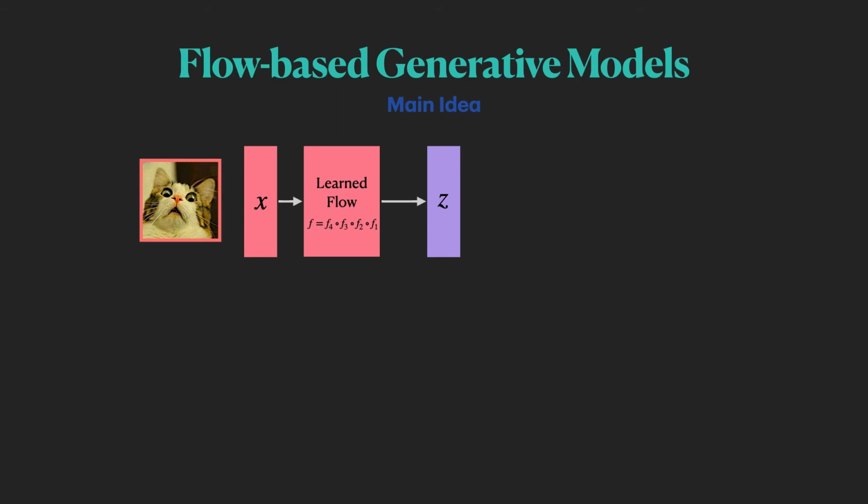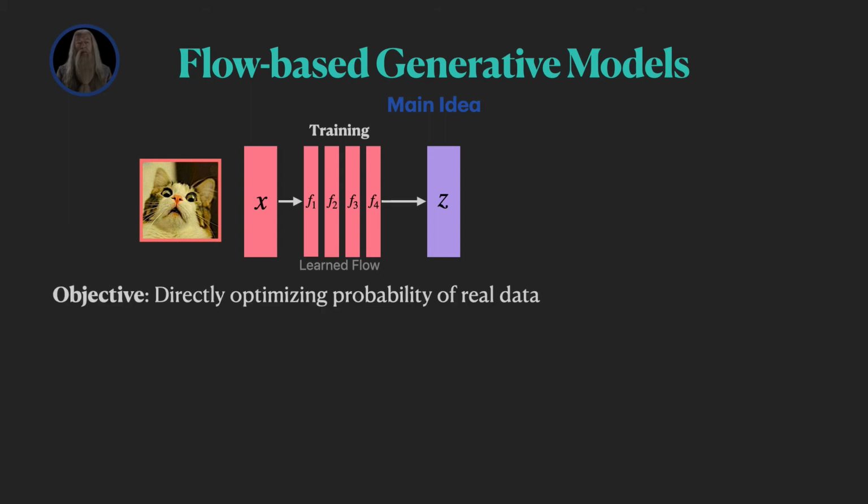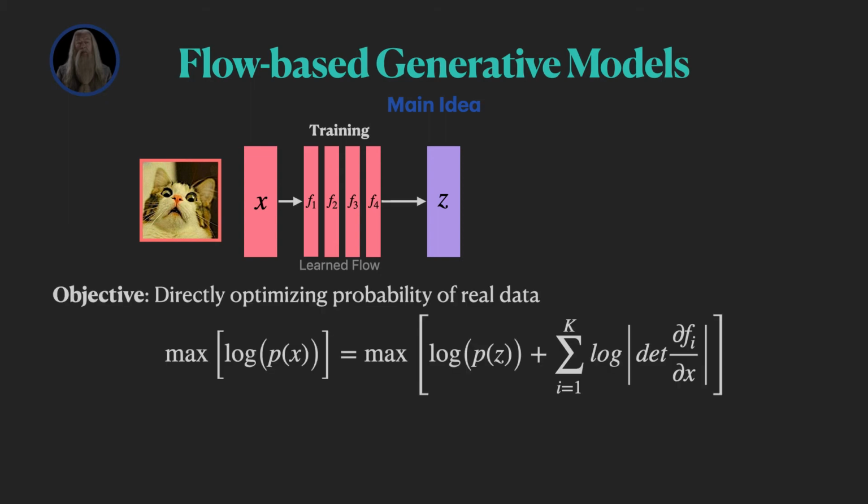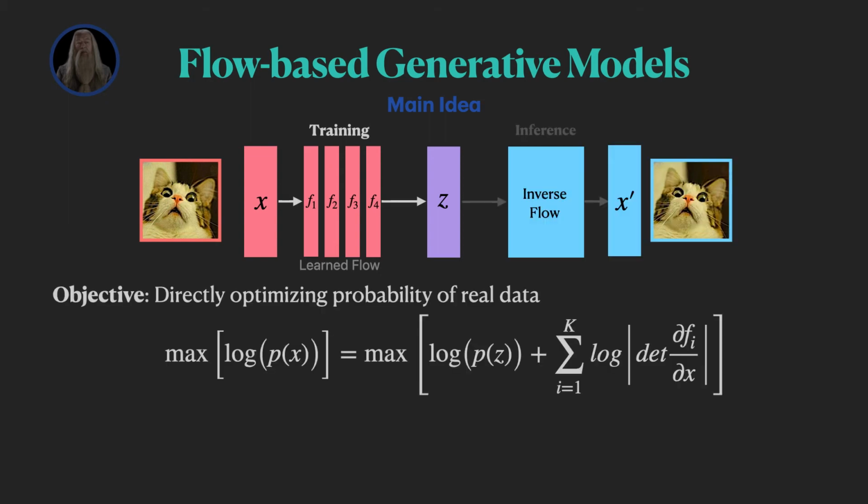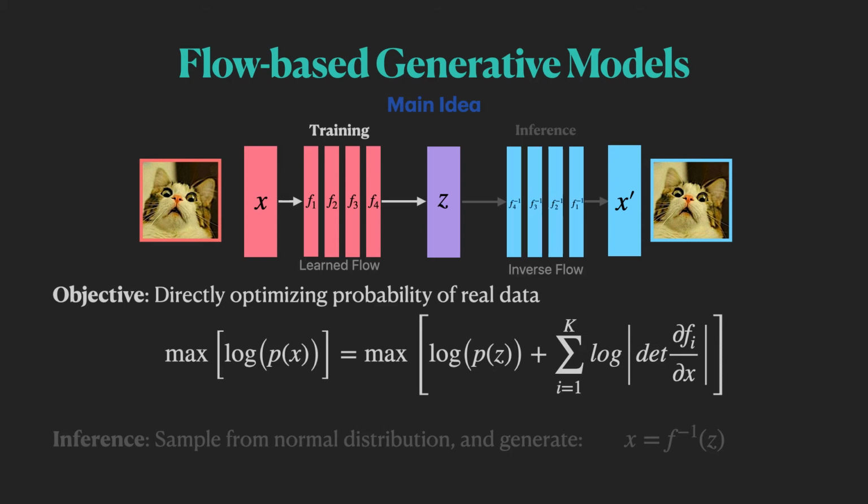Let's put it back in our generative model. During training, we learn a single network, which is a flow, and a composition of functions transforms in the neural network world into different blocks being stacked together. And we directly optimize the probability of real data using this expression. And in inference, we can use the inverse flow to either reconstruct X from Z, or to just randomly sample Z from the normal distribution to generate new images. And the inverse flow is the inverse blocks being stacked together.